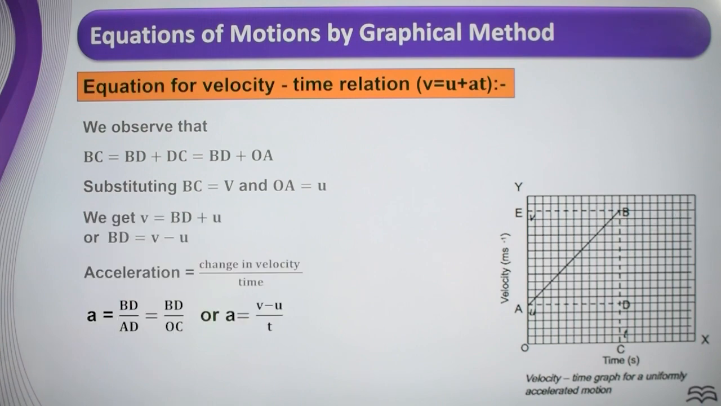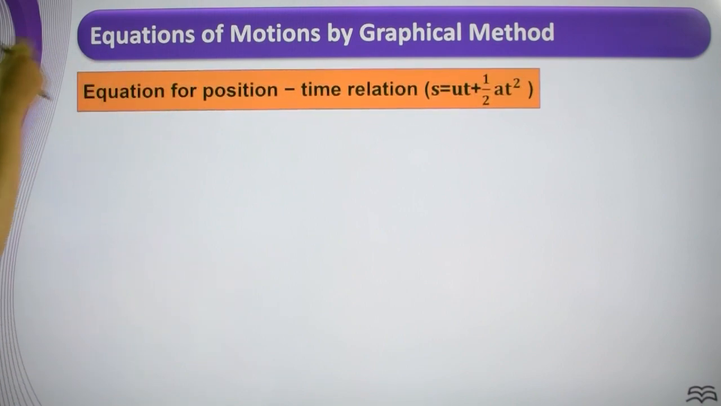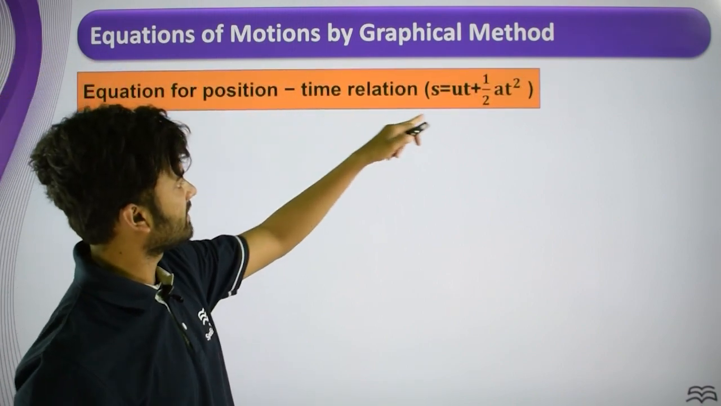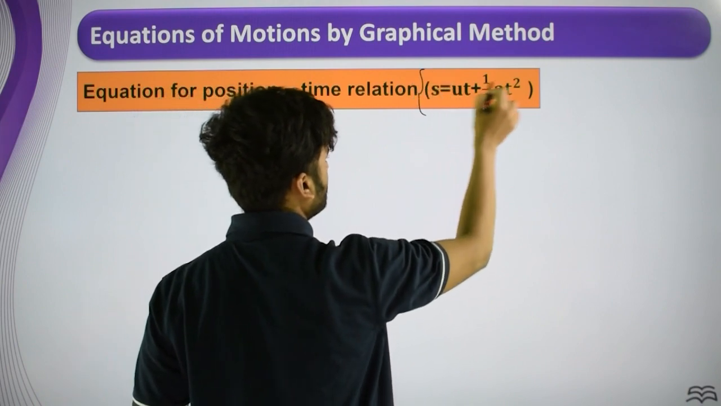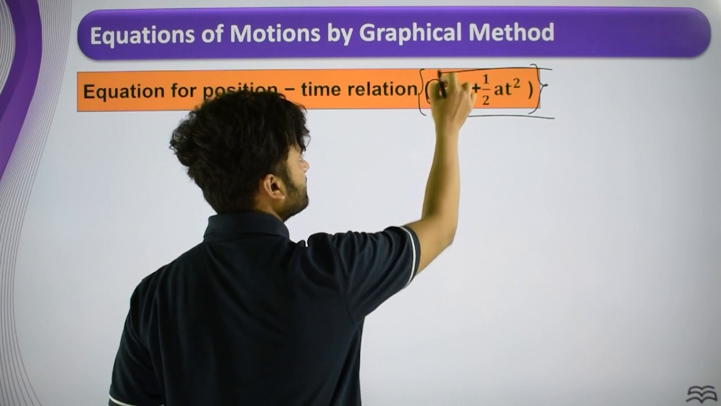Now moving further to the second equation of motion. So now deriving the second equation of motion. The equation for the position-time relation is this. Basically, this is the displacement. It shows the position with respect to time. As you can see, there is a relation of displacement with time.